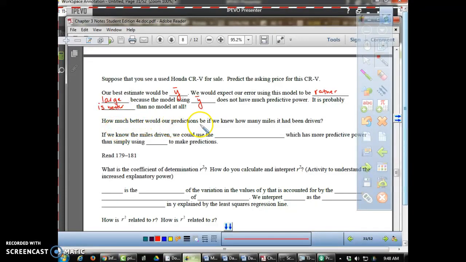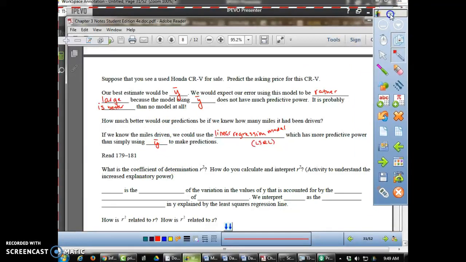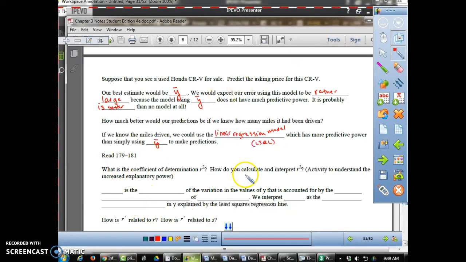So how much better would our predictions be if we knew how many miles had been driven? If we know the number of miles, we could use the linear regression model. And guys, this is really just our least squares regression line, which has more predictive power than simply using y-bar to make predictions. So that probably makes sense. And we're going to do an activity where we actually explore what R-squared is, but let me tell you, basically, filling in the blanks here.